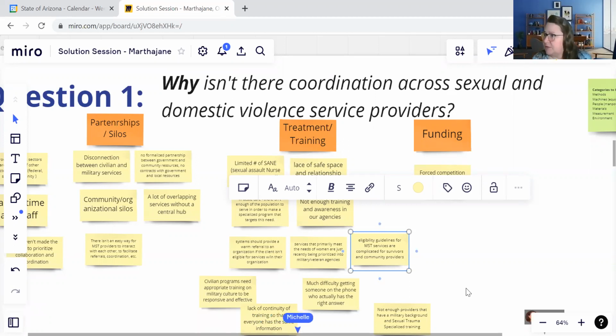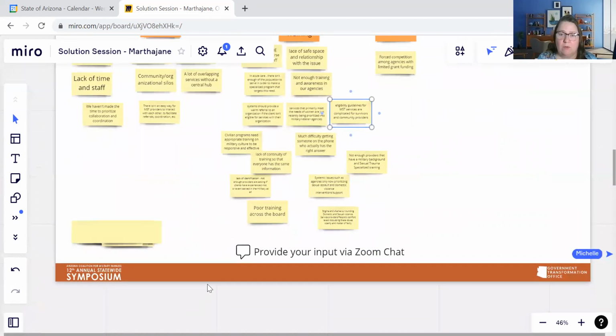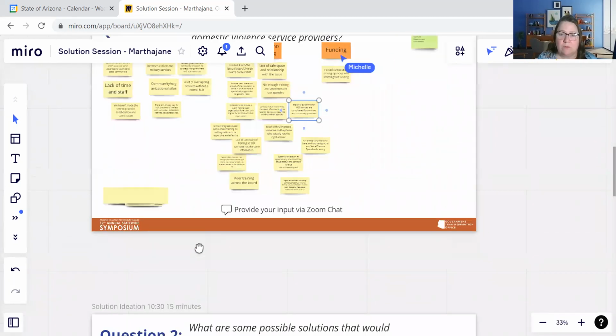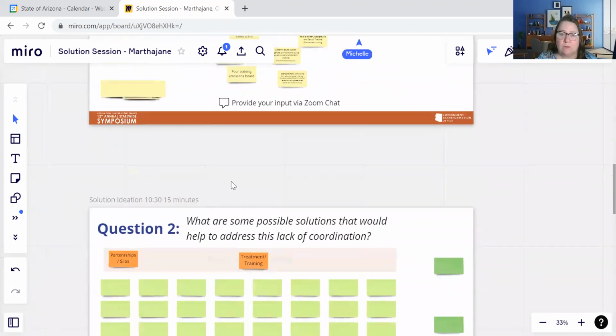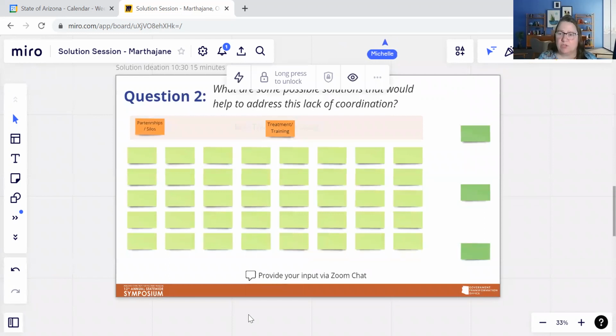Not enough providers have military. Yeah, we got that one. Okay. All right, awesome. So we are going to go down here. I'm sure Michelle will bring our other one down there.